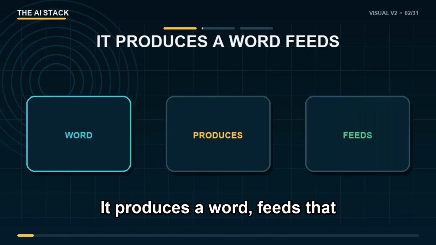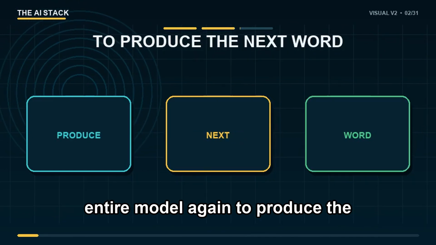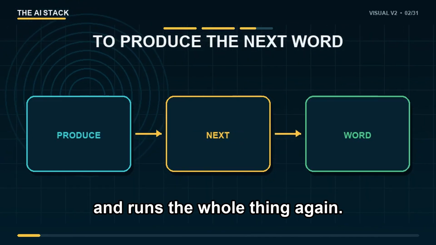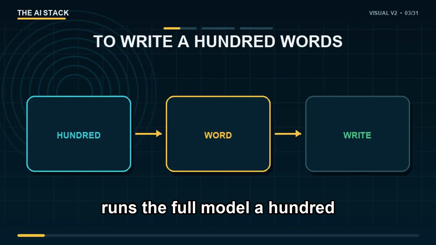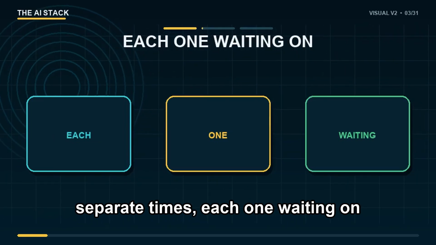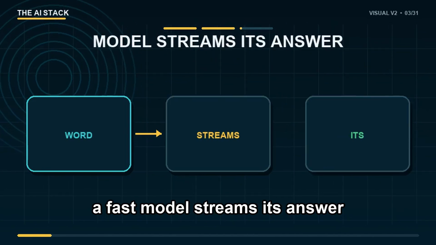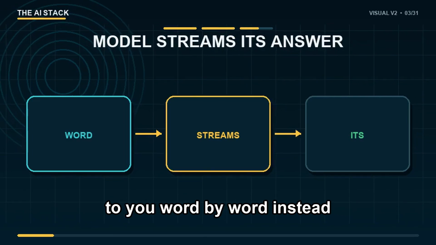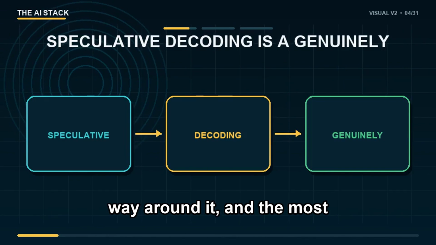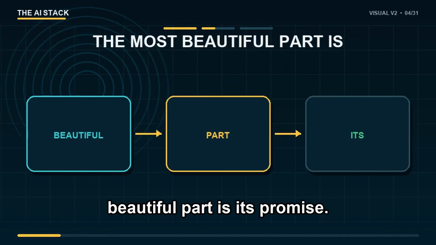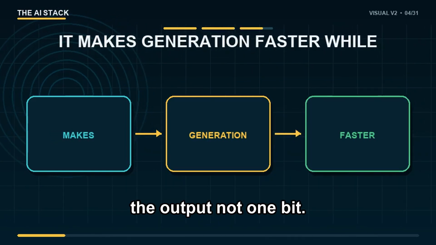It produces a word, feeds that word back into itself, runs the entire model again to produce the next word, feeds that back in, and runs the whole thing again. To write 100 words, it runs the full model 100 separate times, each one waiting on the last. That sequential bottleneck is why even a fast model streams its answer to you word by word instead of all at once. Speculative decoding is a genuinely clever way around it, and the most beautiful part is its promise. It makes generation faster while changing the output not one bit.